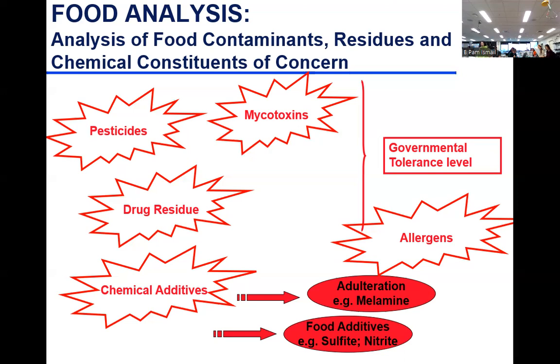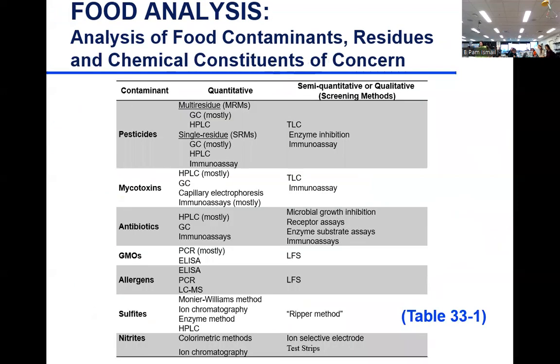These are carcinogens. So, and the list is really huge. So let's talk about each big category first. Well, this is a good summary table for you to study from. It's table 31 in your book. It kind of summarizes the main categories that are of concern. So pesticides, mycotoxins, antibiotics. Oh, GMO is another one. Allergens, sulfite, nitrites.